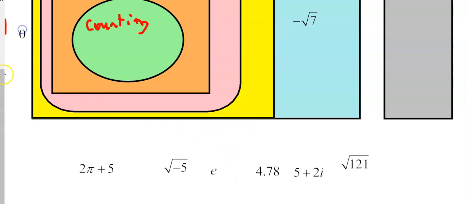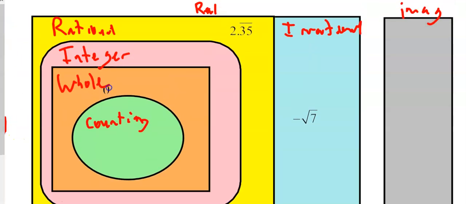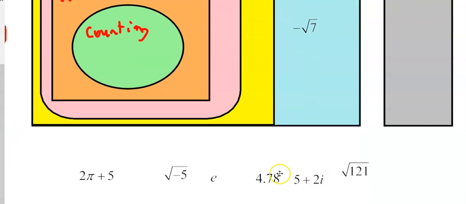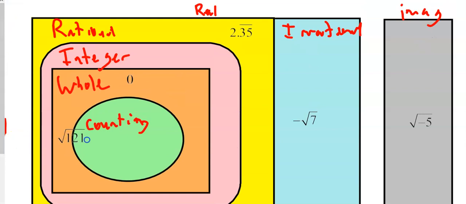0, let's think about 0 here. So 0 would be a whole number, but it's also an integer. It's also rational. It's also real. Square root of a negative number is going to be imaginary. Square root of 121 is actually 11. Hopefully you know that. And so that's a counting number, which is also a type of whole number, type of integer, type of rational number.